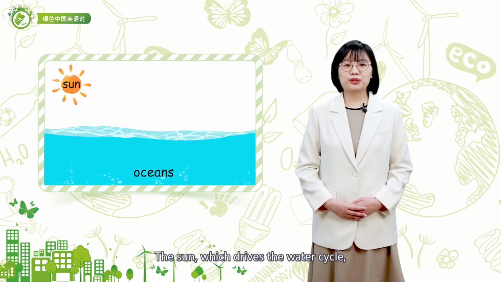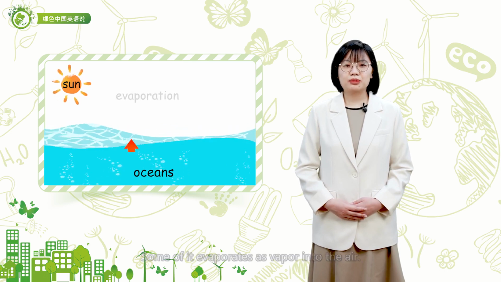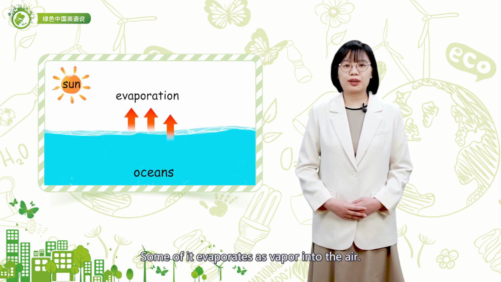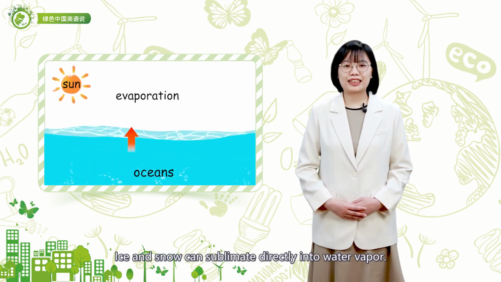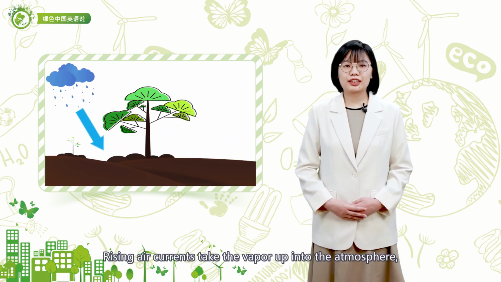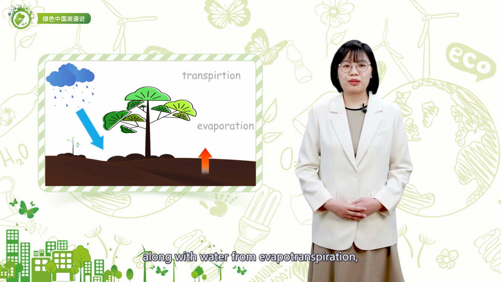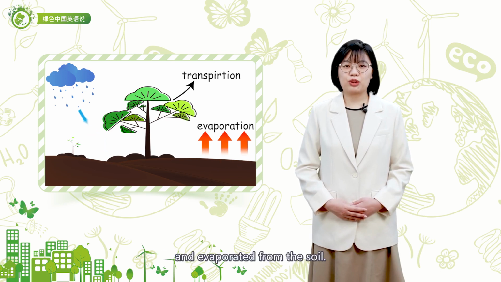The sun, which drives the water cycle, heats water in the oceans. Some of it evaporates as vapor into the air. Ice and snow can sublimate directly into water vapor. Rising air currents take the vapor up into the atmosphere along with water from evapotranspiration, which refers to water transpired from plants and evaporated from the soil.